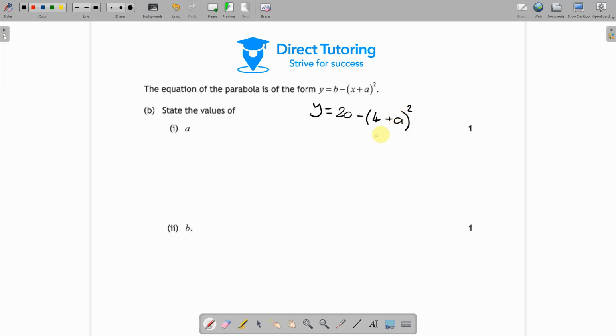Now the value of a is the value in which it would cause this bracket to be 0. So a would have to be negative 4. And b is obviously just the y value of the turning point. So b equals 20.